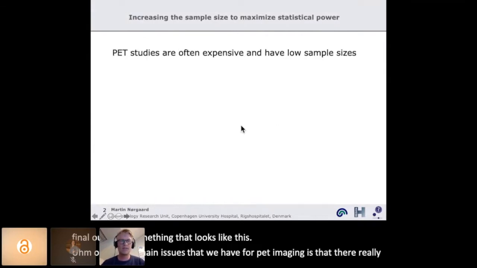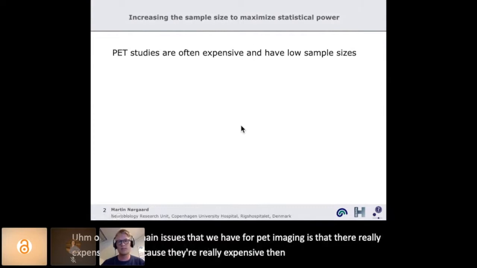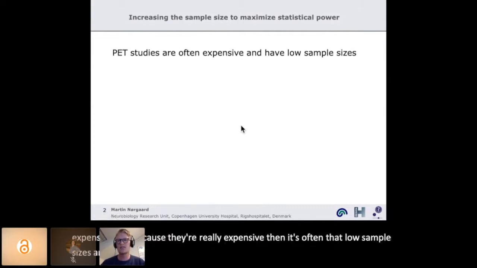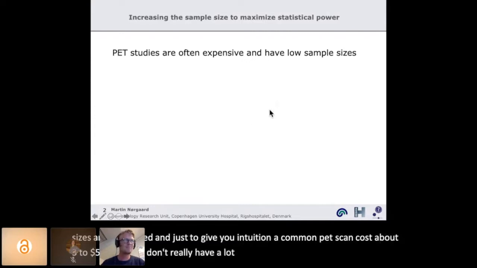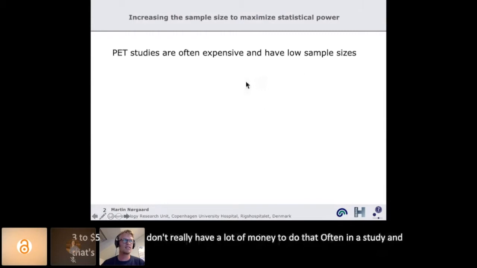And because they're really expensive, low sample sizes are often used. Just to give you an intuition, a common PET scan costs about $3,000 to $5,000. So you don't have a lot of money to do that often in a study, and that's why we often have low sample sizes.